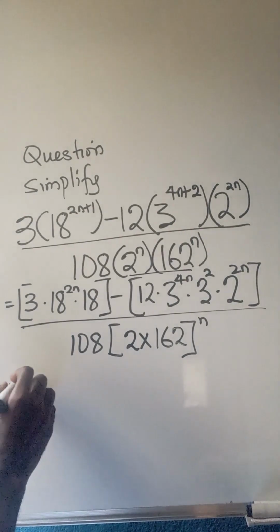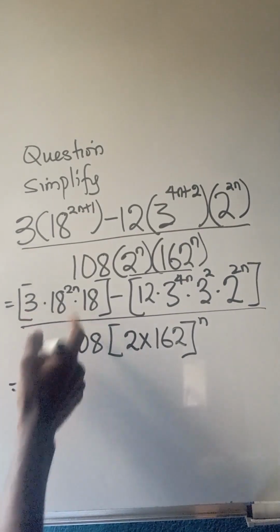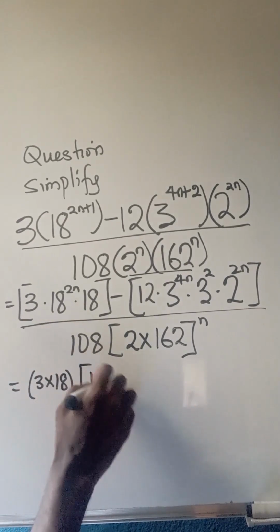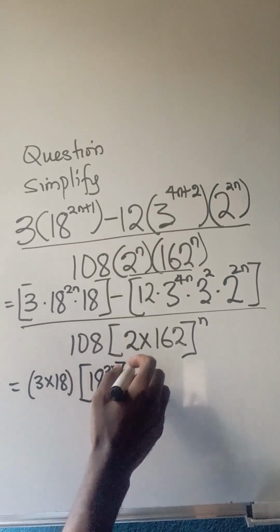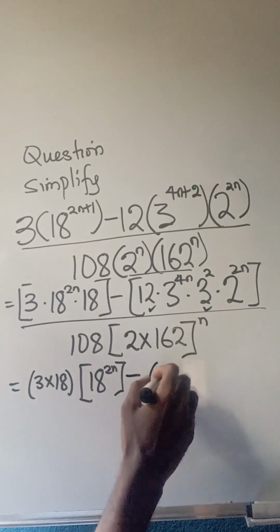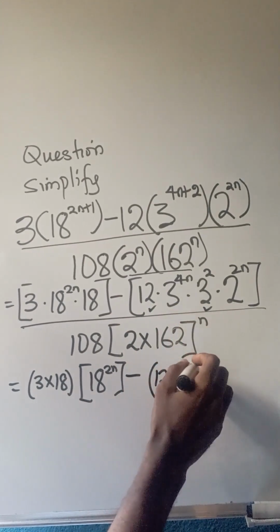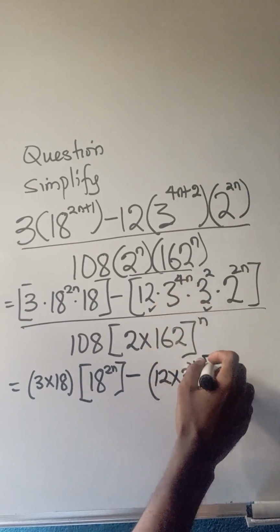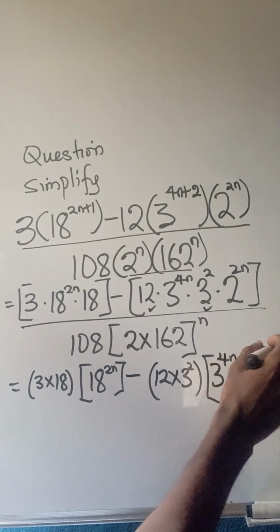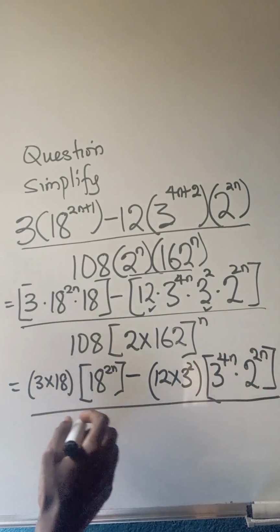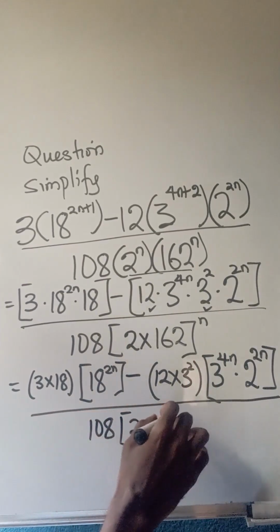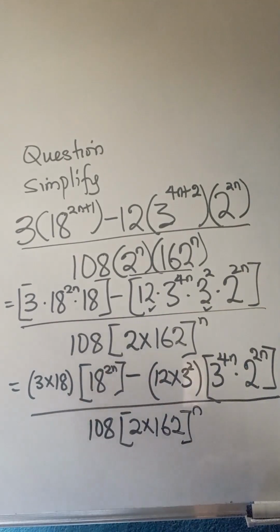All right, from this, I can see that 3 times 18 can multiply itself, while we keep 18 raised to power 2n there, minus, this and this can multiply itself. So I have 12 times 3 squared, while we keep 3 raised to power 4n multiplied by 2 raised to power 2n. So all this divided by 108 into 2 times 162 raised to power n.